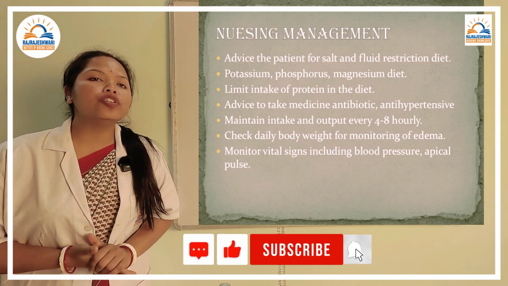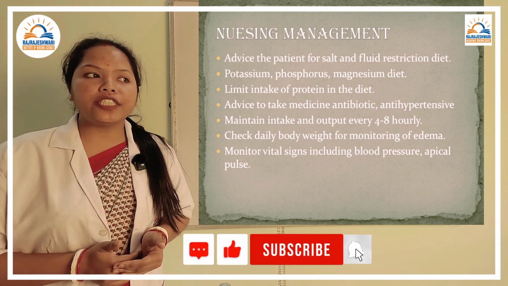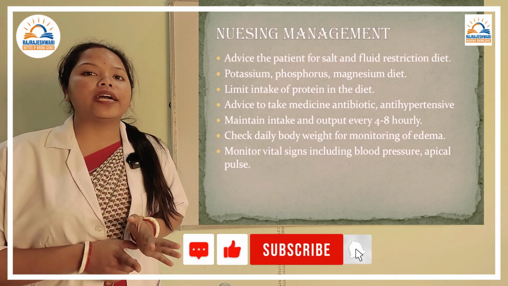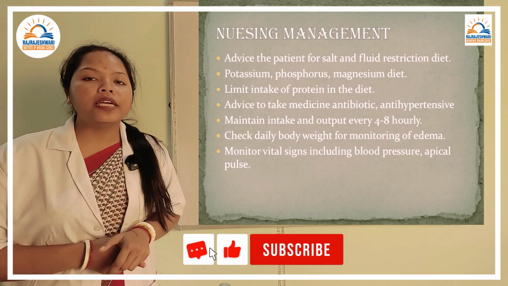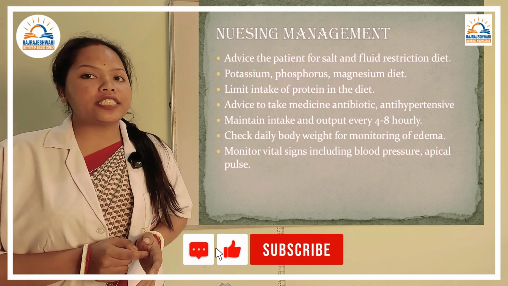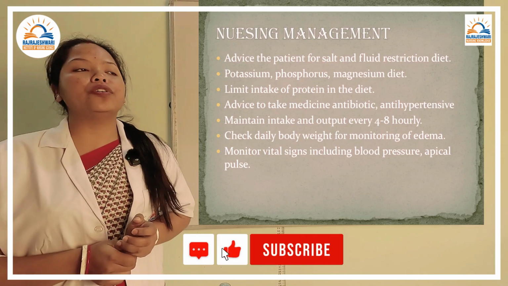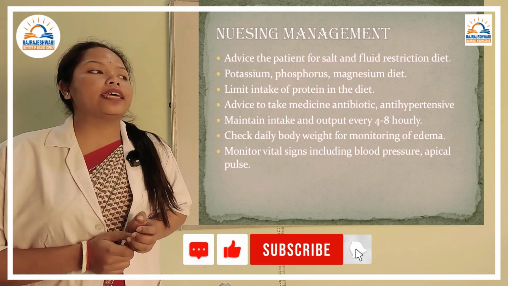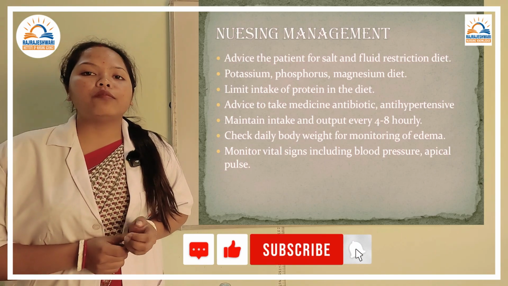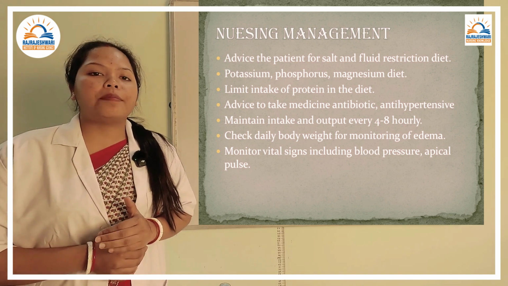In nursing management, we have to advise the patient for salt and fluid restriction diet, then advise to take medicine, antibiotic, antihypertensive and diuretic as per doctor prescribed, then maintain intake output every 4 to 8 hourly, then protein restriction to be given, advise the patient to adjust dietary protein intake according to proteinuria and azotemia. Then check daily body weight for monitoring of edema, then monitor vital signs, blood pressure and apical pulse.